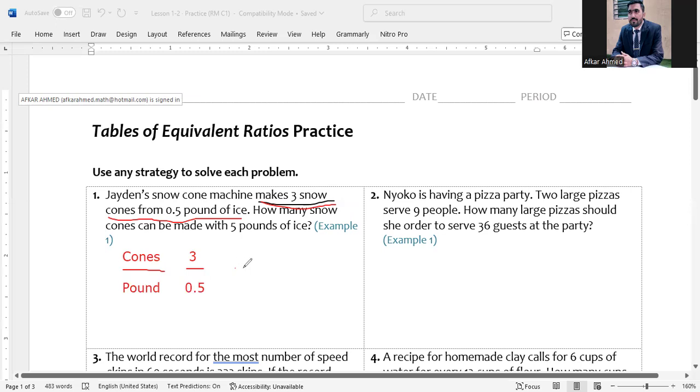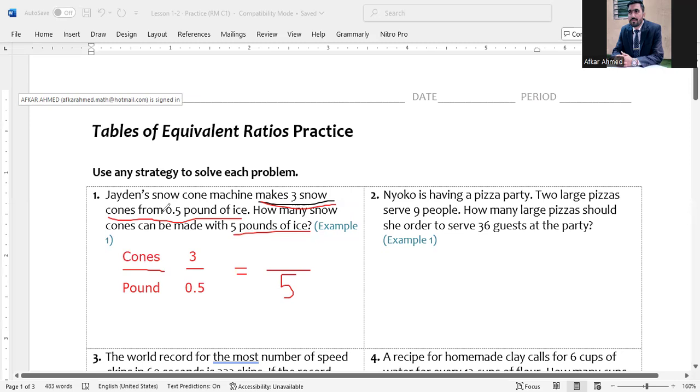Now it's equal to, I will write the second fraction from the question. We will read the next part of the question: how many snow cones can be made with 5 pounds of ice? We are given 5 pounds of ice. So where should I write it, up or down? It depends upon this fraction. Where is your pound? Pound is in the denominator, down. So I will write the number 5 here. If I have 5 pounds of ice, how many cones can we make?